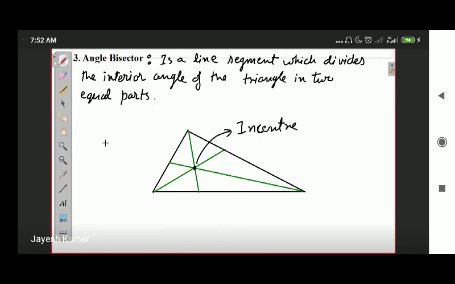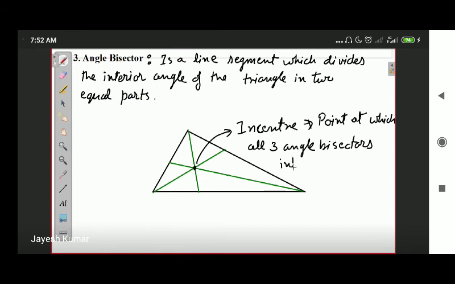What is the incenter of the triangle? It is a point at which all three angle bisectors of a triangle intersect. Okay, so this is an angle bisector.